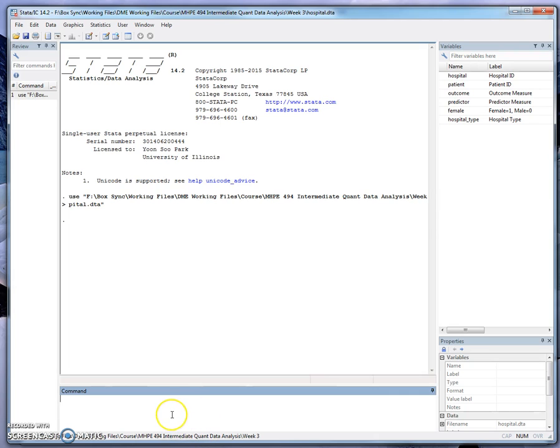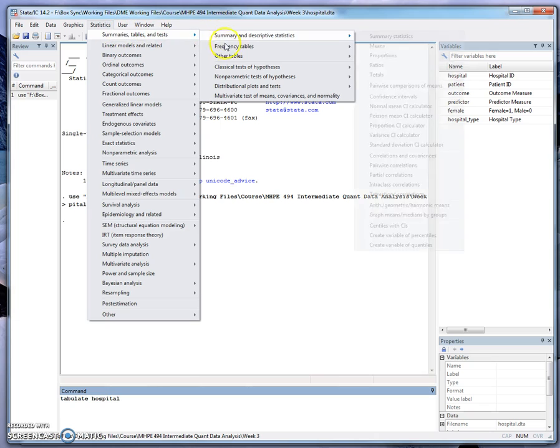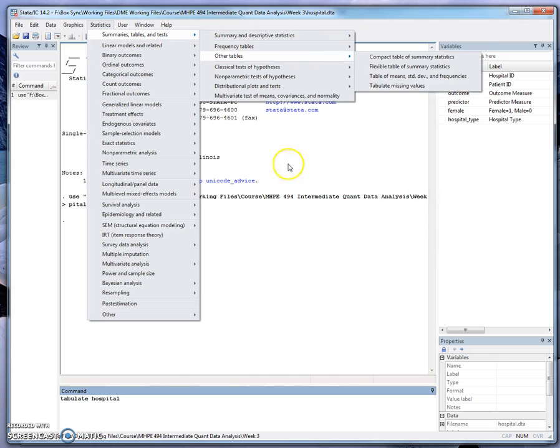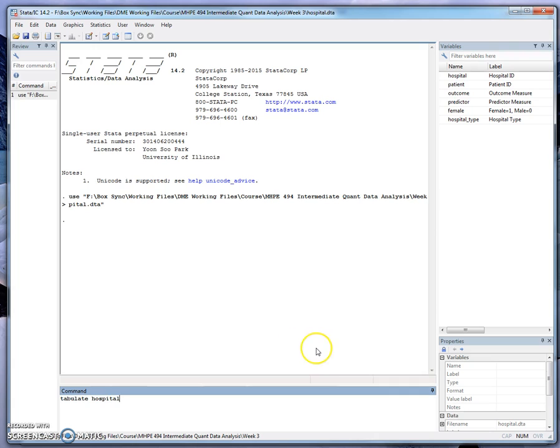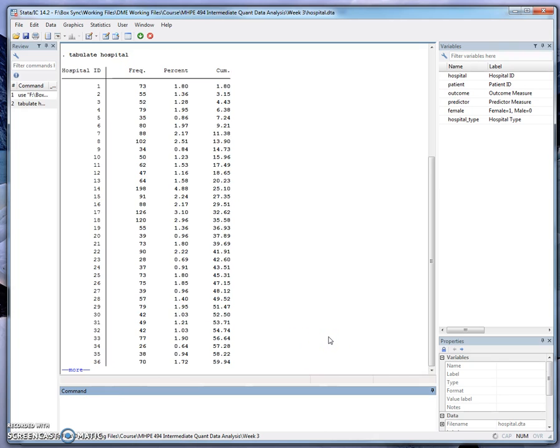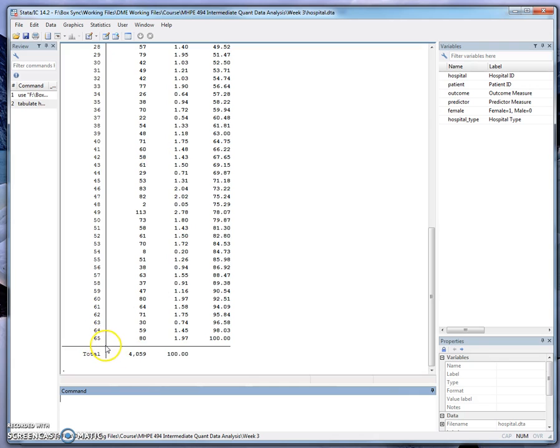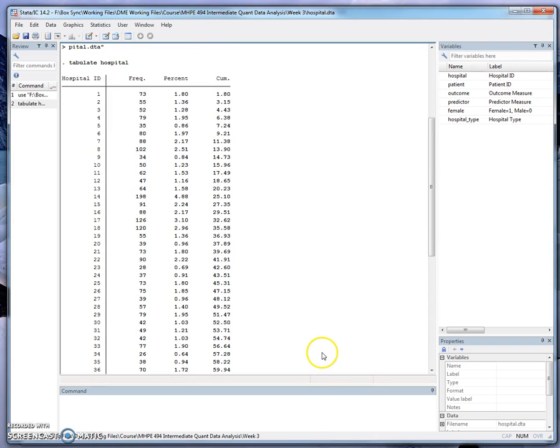All right, so let's do tabulate hospital. For tabulate, you can go to here and look at frequency tables, or you can type tabulate hospital, and this will just give you the distribution of hospitals. You can see that there's a total of 65 different hospitals in this data set, and depending on the hospital, you have anywhere between 73 patients, 102 patients, 198 patients, and so on and so forth.